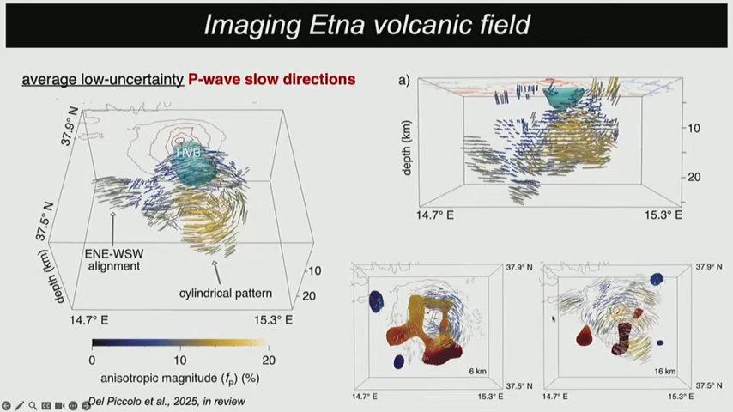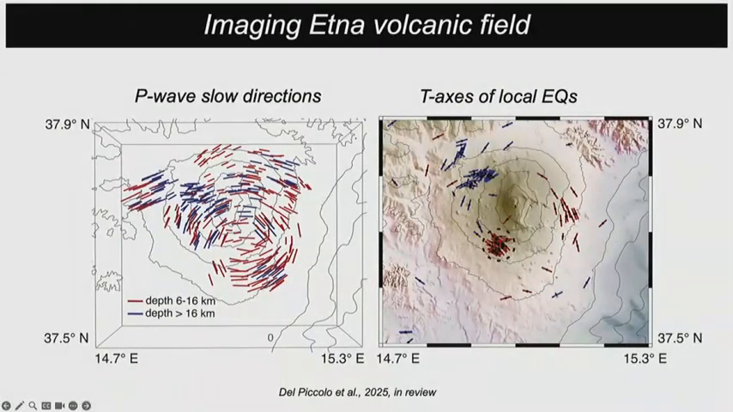Now, if we compare the slow directions with the T-axis, the tensile axis, of the local earthquakes, you can see that also the T-axis of earthquakes located from 6 to 16 kilometer depth have this circular or cylindrical structure, which is the same as the cylindrical alignment of the P wave slow directions.